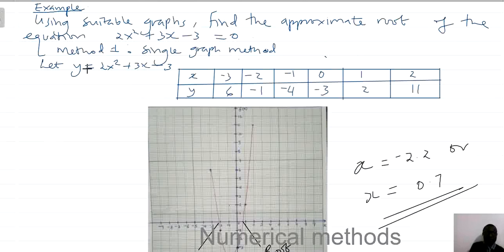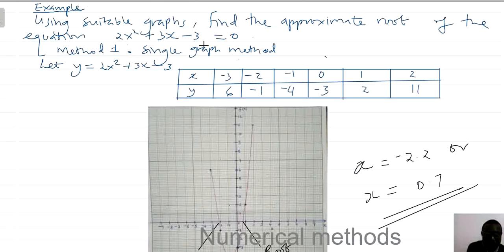Let's have an example. Using suitable graphs, find the approximate root of the equation. Now we are going to use both methods, the first being the single graph method, where we plot without splitting. The knowledge which we had in O level about graph drawing is very crucial, and you have to put in mind that the points where the curve crosses the x-axis give us the root. Here you can see that the range, or the domain for values of x, is not given.